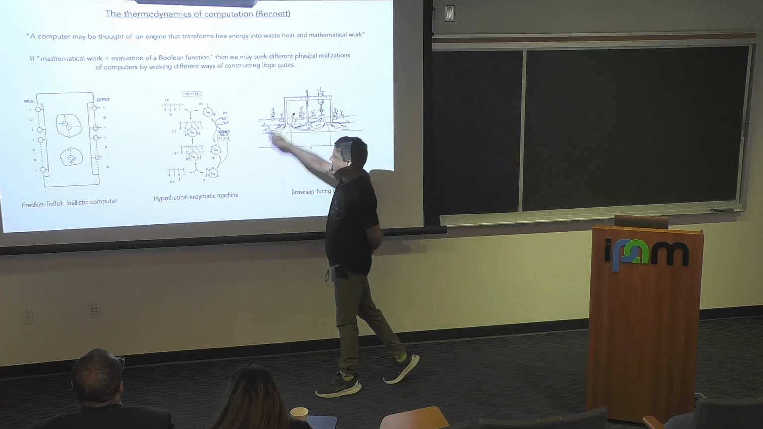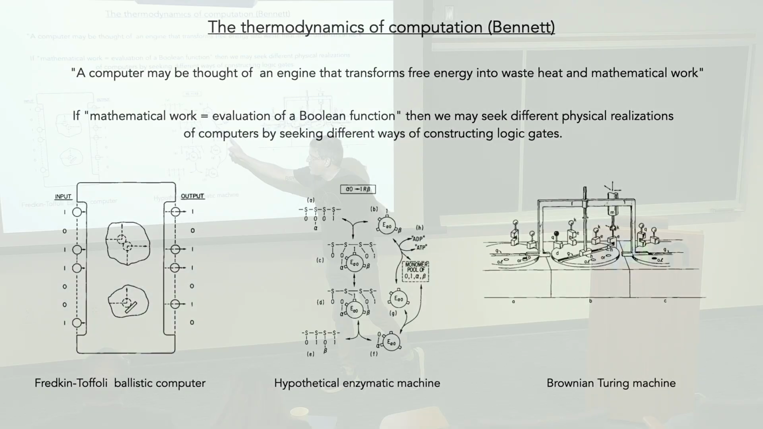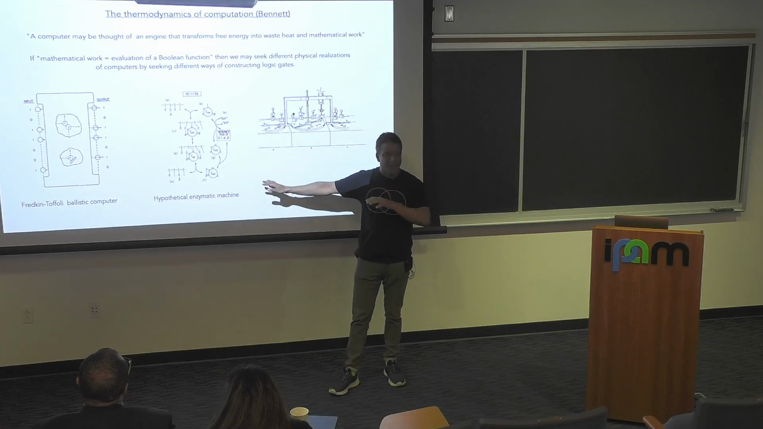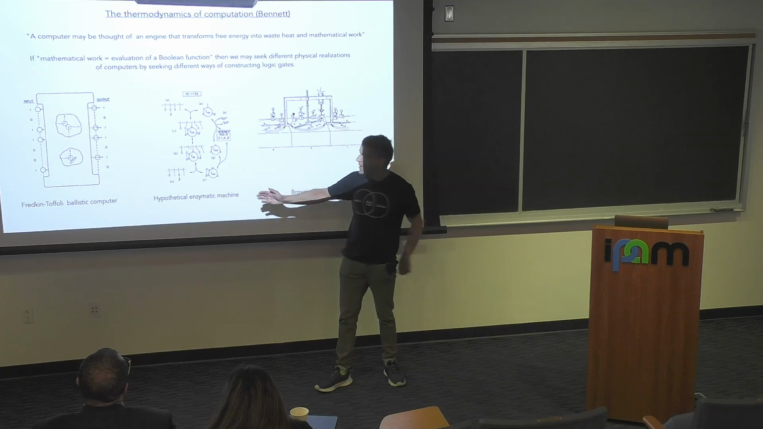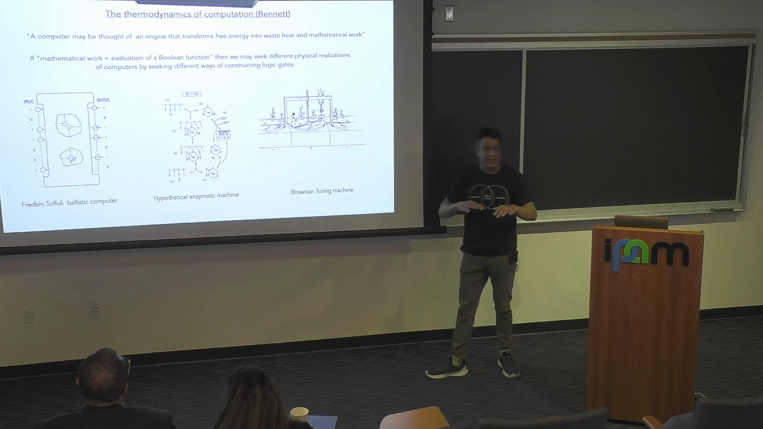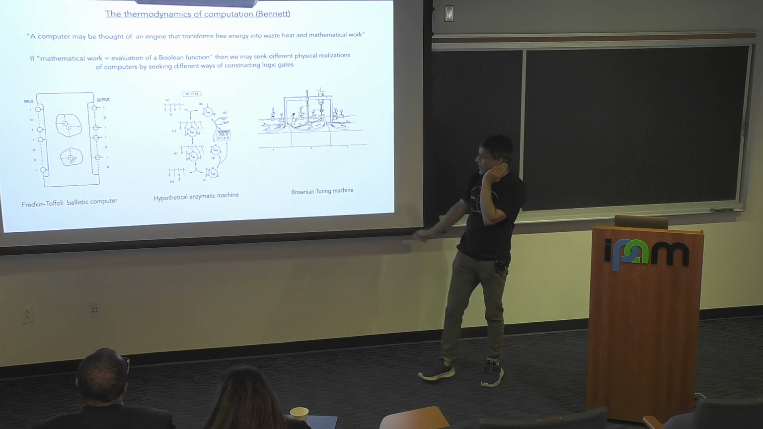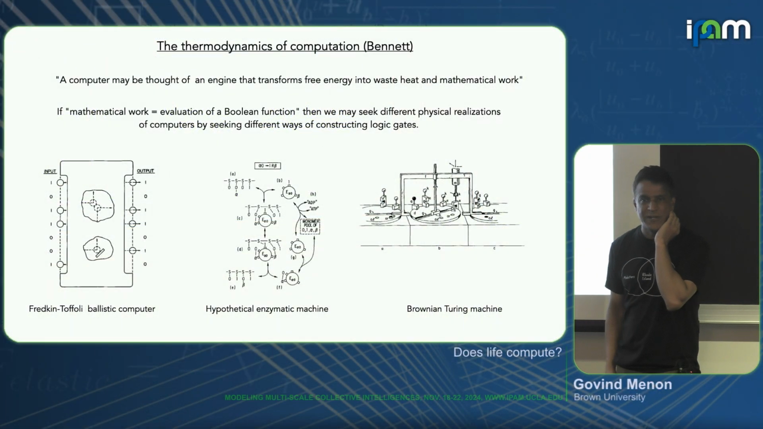In Bennett's paper, he has a bunch of loopy designs of computers. One of them could be used as a model for optical computers. This is by Fredkin and Toffoli. The other one is related to what I just showed you. It's hypothesized, it's not a real enzymatic machine, but it's something that Bennett is cooking up. And here's something else that he does. He was interested in the idea of reversible computation, so really computation in the presence of noise. And he came up with something that he called the Brownian Turing machine.